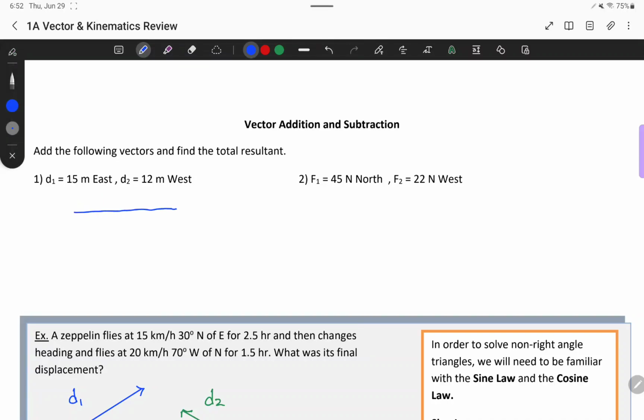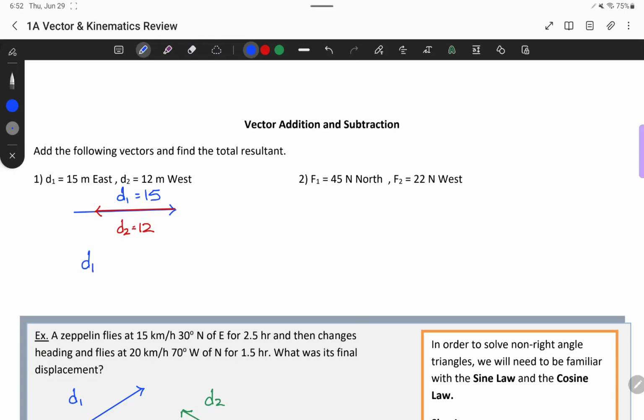If we want to draw this, we can draw D1 as 15, and I'm going to draw D2. Remember, we add our vectors tip to tail, so where that ends, our next one starts. And it's shorter, so I'm not measuring exactly, but I'm trying to keep them in scale. D2 is 12, but notice it's going left or west. D1 is 15, but it's going right, positive. Now, let's just make east positive.